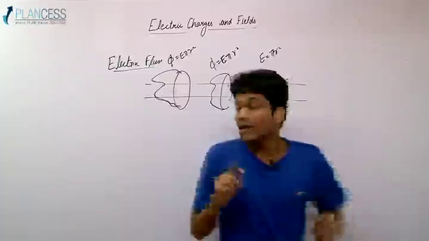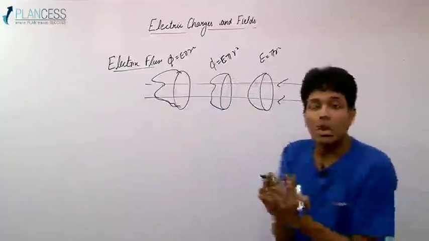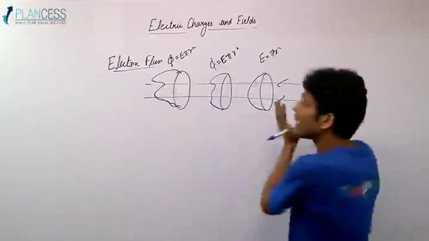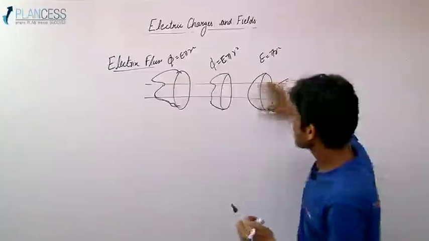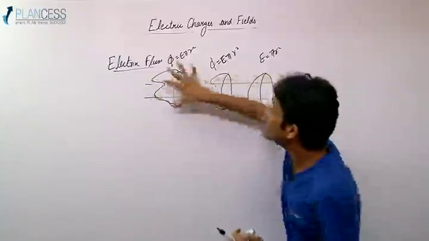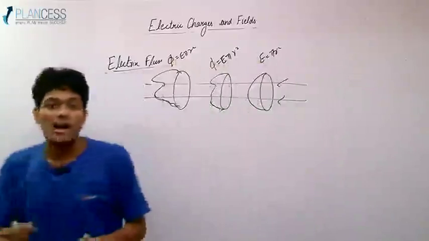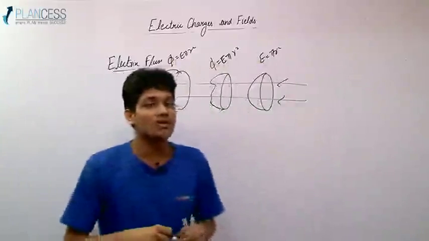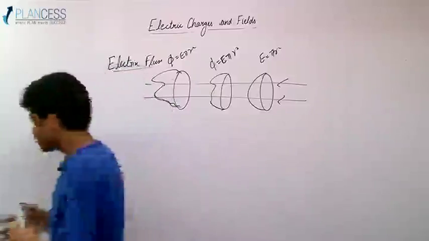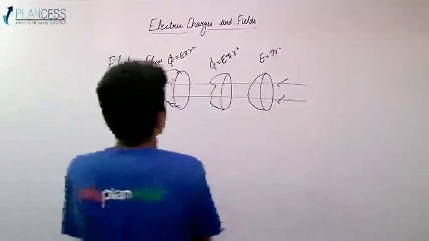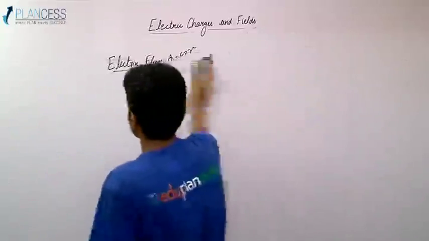So now you can see that flux can be seen as the number or the amount of electric lines of force that pass through that area. Since these electric lines of force are equal in all the three cases, we get an equal amount of flux. So you can think of flux as the number or the amount of electric lines of force that pass through the area being considered. So this was basically the concept of electric flux.